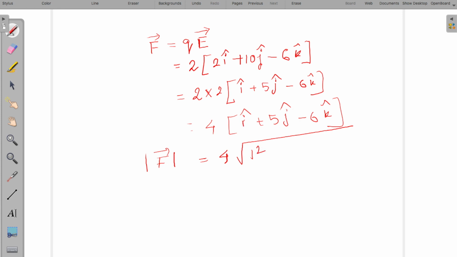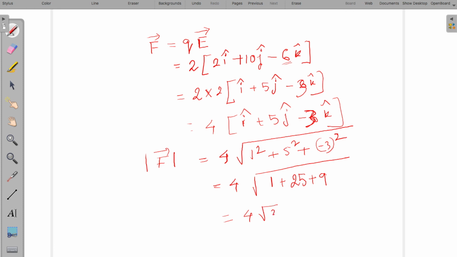So the coefficient of i cap is equal to 1, the coefficient of j cap is equal to 5, so 5 square plus the coefficient of k. If we take the common factor here, it will not become 6, it will become 3, right? So the coefficient of k will be minus 3, so minus 3 square. So 1 plus 25 plus 9, how much will it become? 26 and 9, it will become 35. The unit of force is Newton. So this is the answer.